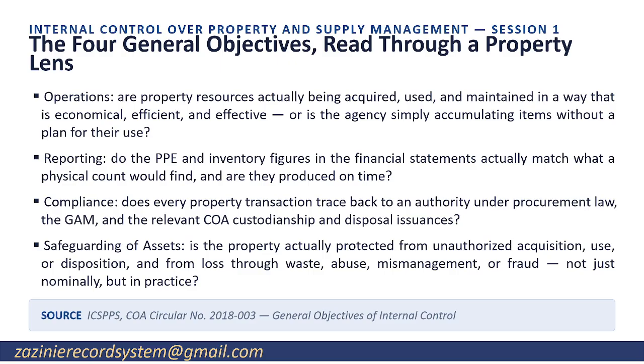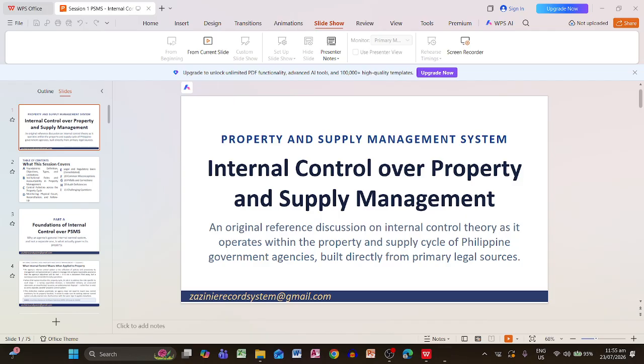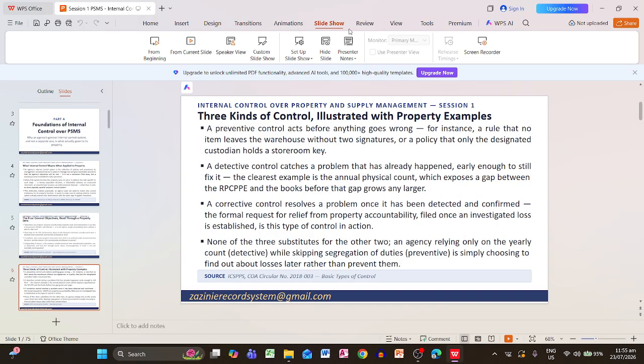Preventive control acts before anything goes wrong. For instance, a rule that no item leaves the warehouse without 2 signatures, or a policy that only the designated custodian holds a storeroom key. A detective control catches a problem that has already happened, early enough to still fix it. The clearest example is the annual physical count, which exposes a gap between the RPC PPE and the books before that gap grows any larger.